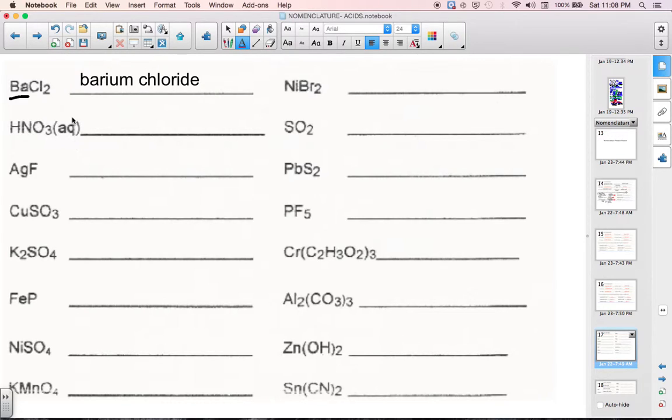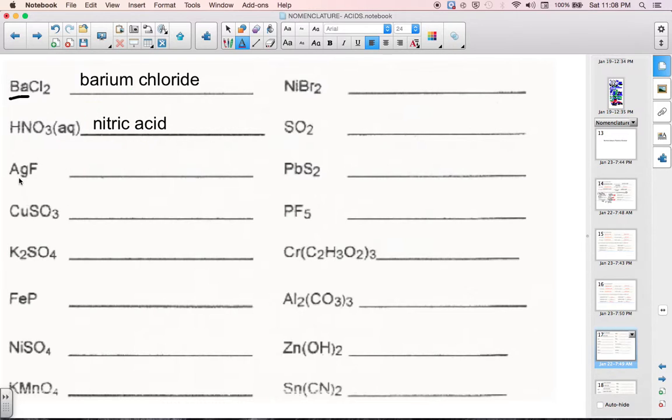HNO3, it has an aqueous. This is a polyatomic ion. I know that I have to name this with the acid name. NO3, if I look at the back of the periodic table, is nitrate. So I know this is going to be nitric acid.